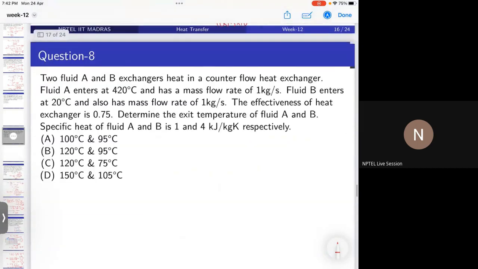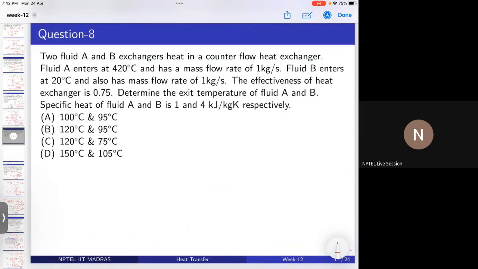Now, I think we left one question. Okay, this one. Two fluids A and B exchange heat in a counterflow heat exchanger. Fluid A enters at 420 degrees Celsius and has a mass flow rate of 1 kilogram per second. Fluid B enters at 20 degrees Celsius and also has a mass flow rate of 1 kilogram per second. The effectiveness of the heat exchanger is 0.75. Determine the exit temperature of A and B. So I think you will be able to do this. I will just give how to solve, the rest you can do as homework.